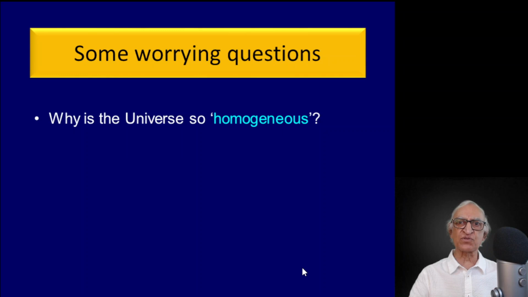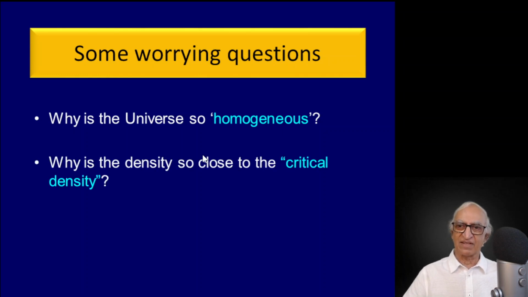Now, let me pose some extremely worrying questions that confront the standard Big Bang model of cosmology. The first question is, why is the universe so homogeneous and isotropic? The second question is, why is the density of our universe so close to the critical density? The omega parameter corresponding to the critical density is 1, whereas observations tell us that omega is 0.3. Why is it so close to 1?